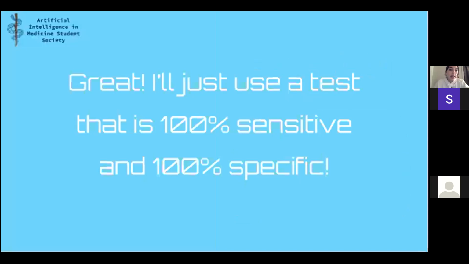So you might be thinking, well, great, I'll just use a test that's 100% sensitive and 100% specific. Unfortunately, a perfect test does not exist. Generally, in order to gain more sensitivity, you have to trade off some of the specificity. Likewise, to gain specificity, you have to trade off some sensitivity.